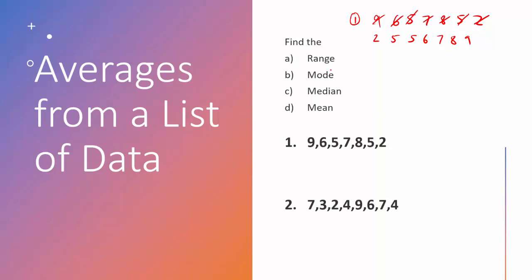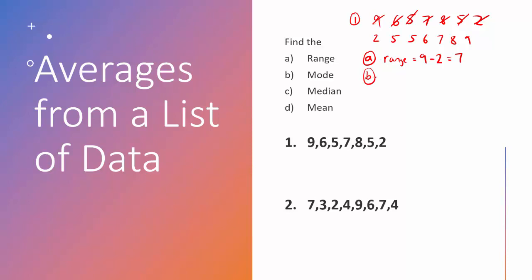So the first question is to find the range. So the range is the highest value take away the lowest value, and conveniently, because we've put it in order, the highest value is 9. The lowest value is 2, so 9 take away 2, which gives us 7. So the range of this data is 7.